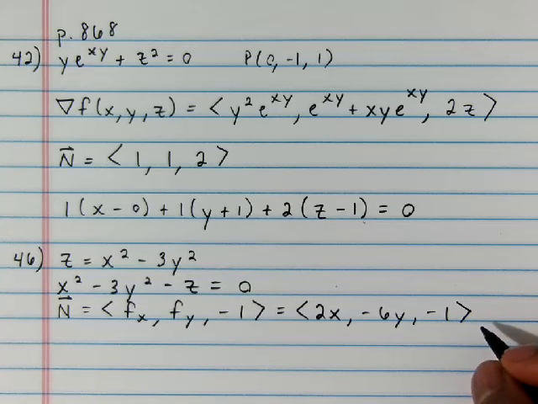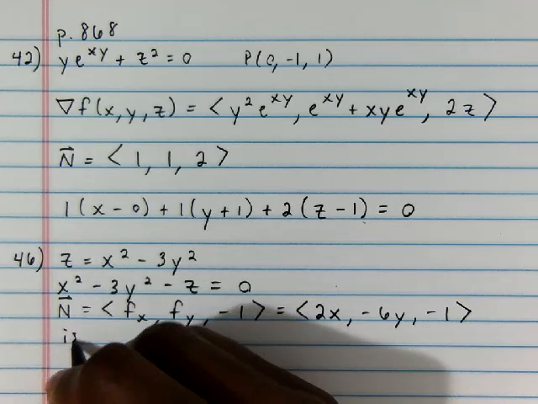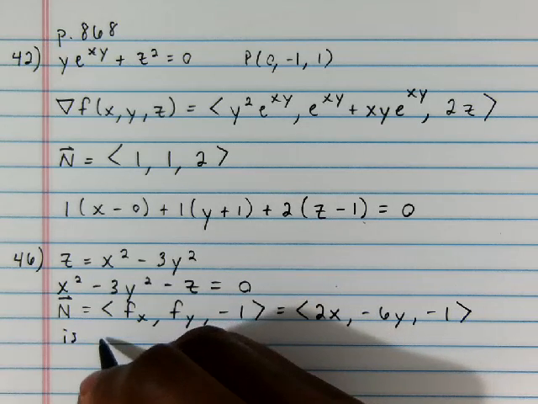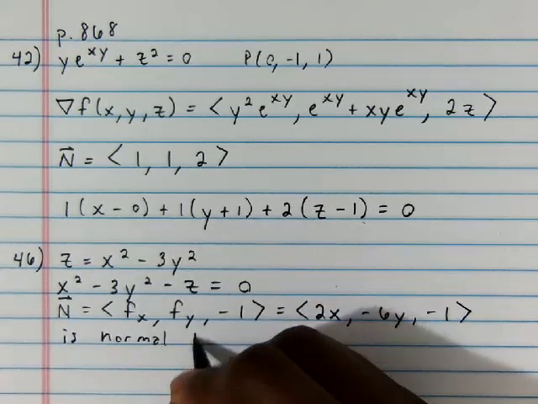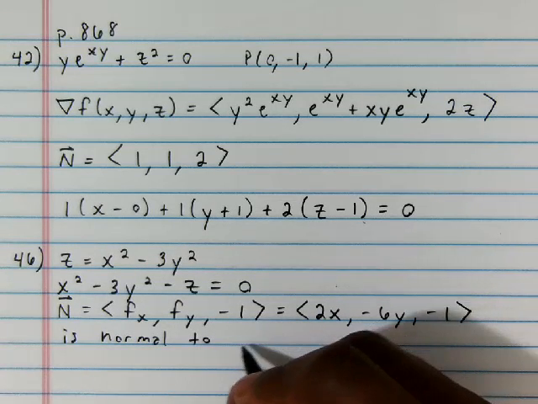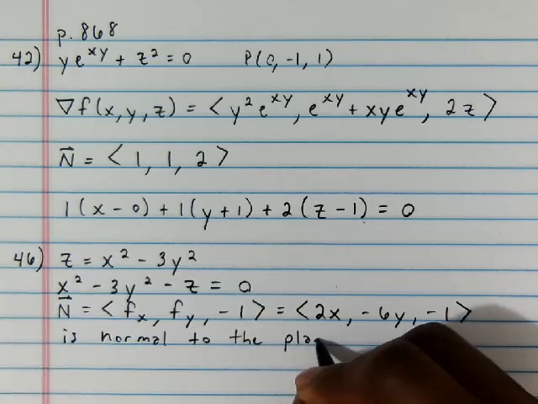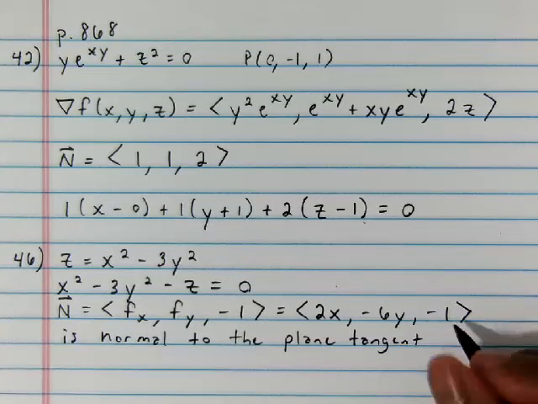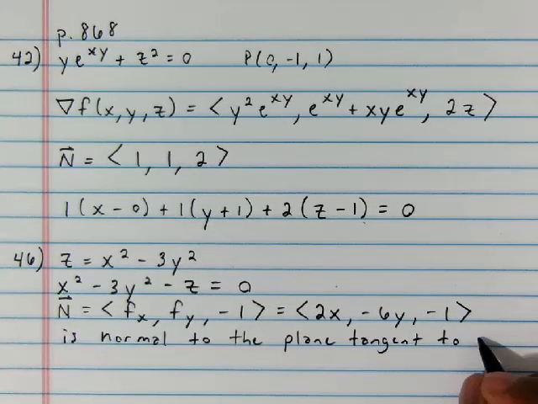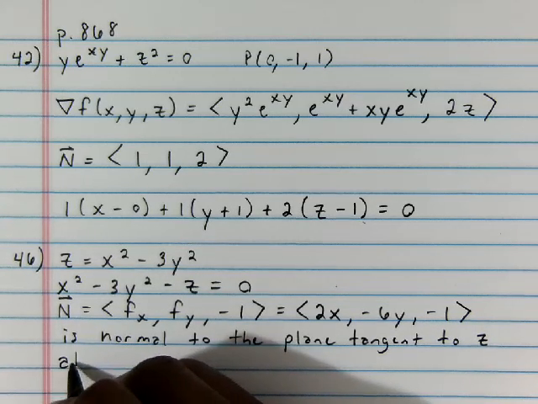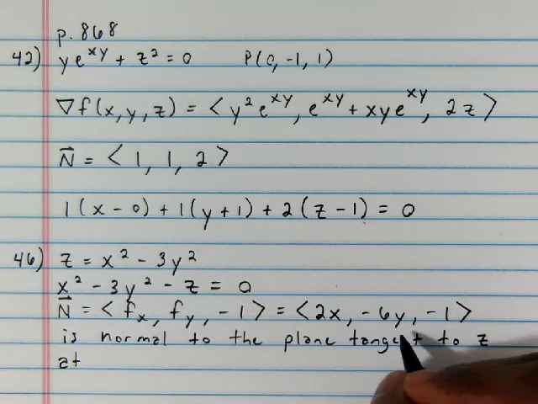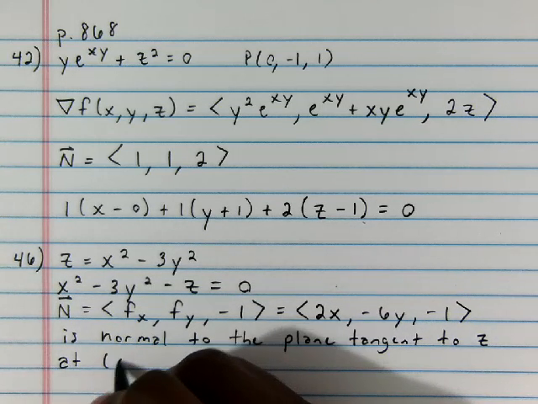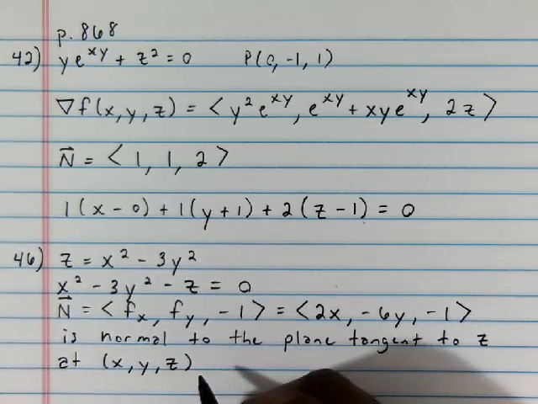All right, so now this is normal to the plane tangent to z. I should use x naught and y naught, but we'll just say x, y, z.